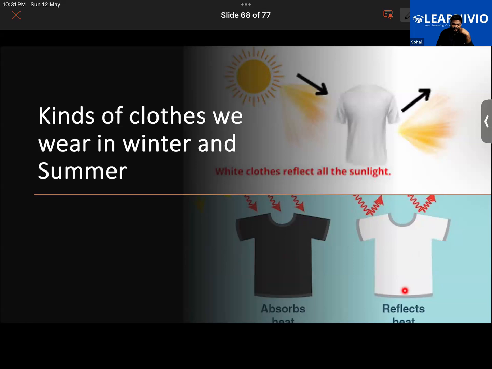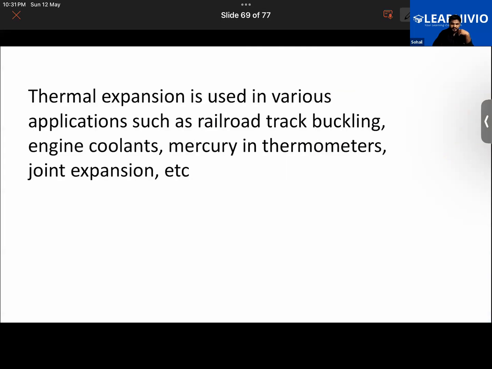While in the case of this, what happens? It is reflecting the heat. The heat that is falling on it is radiated back into the environment. So for example, I'm wearing a very dark cloth, so the maximum amount of heat is absorbed by my cloth. If I were to wear a white cloth, the heat will be reflected, basically radiated back. Are you guys getting it or not? Yes, sir.